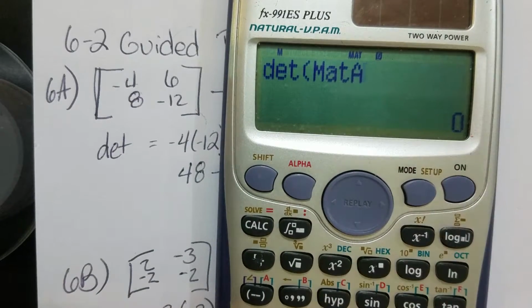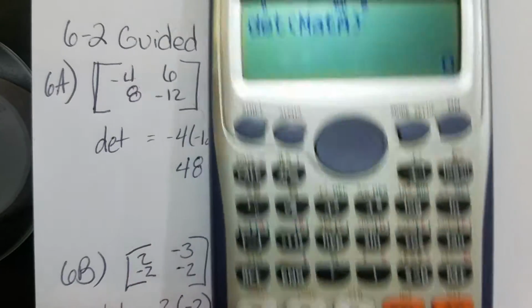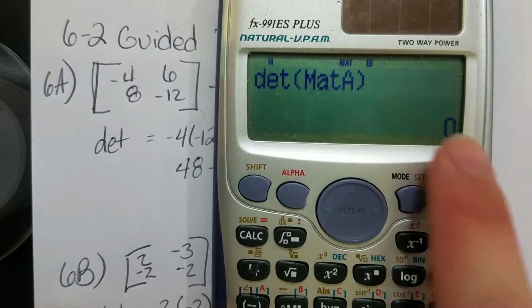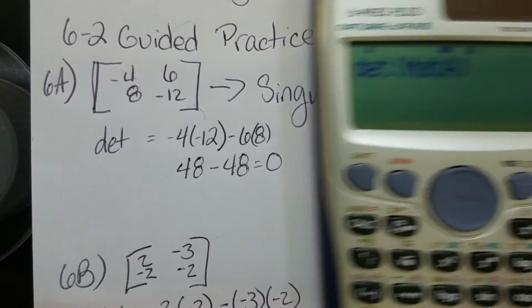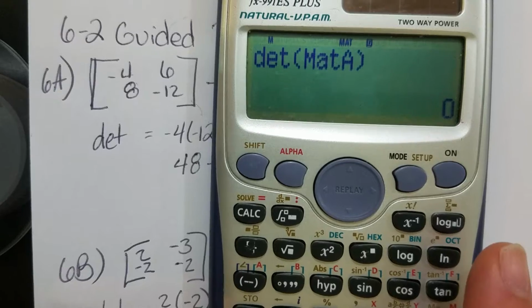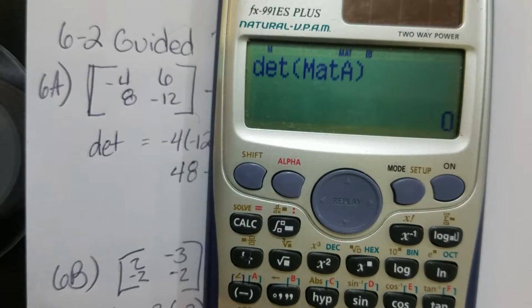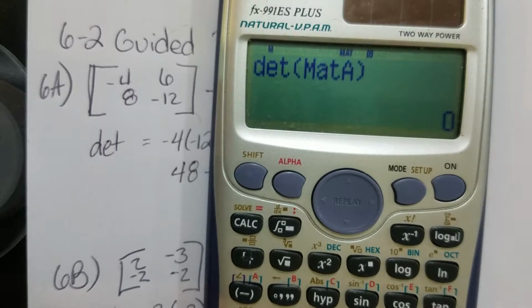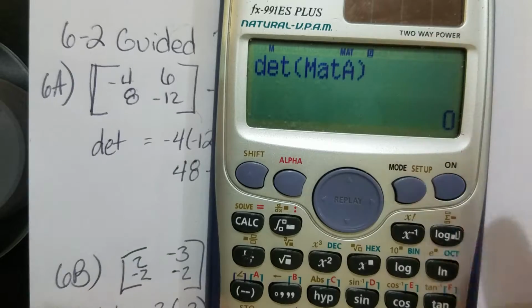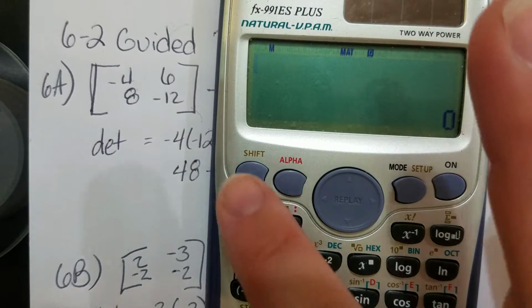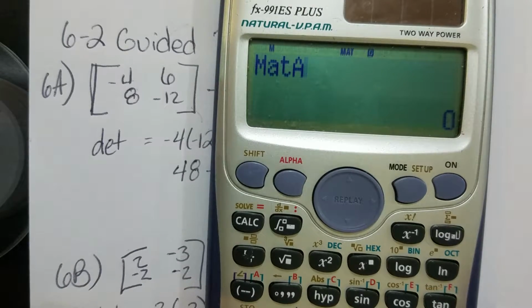I'm going to close my brackets and I'm going to hit equal down here. And it's going to tell me that the determinant is 0. I already knew that. That's the same thing I got before. Now let's pretend that I don't know that that means it's singular, and I want to find the inverse. So if you want to find the inverse, what you're going to do is you're going to again select matrix A. So let me just clear this for a minute. So I'll do shift number 4, select matrix A.